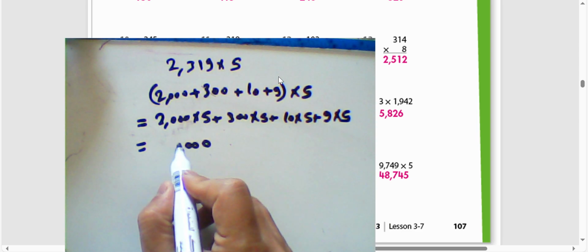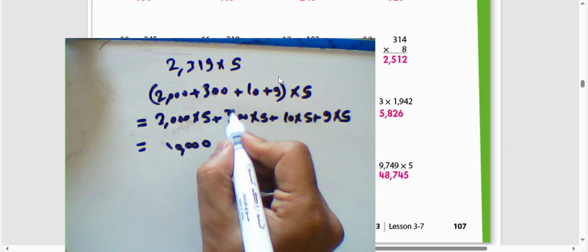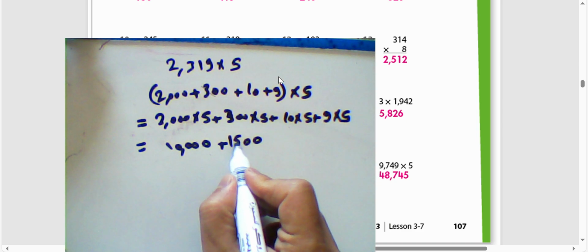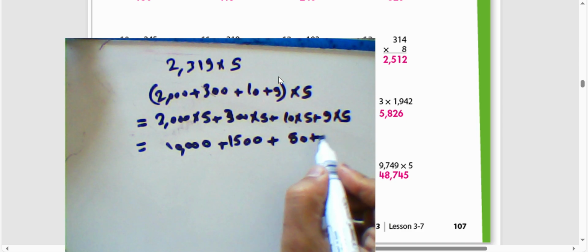Write 3 zeros, and 2 times 5 equals 10. The result will be 10,000. 300 times 5, write double 0, and 3 times 5, 15. 10 times 5, 50, and 5 times 9, 45.